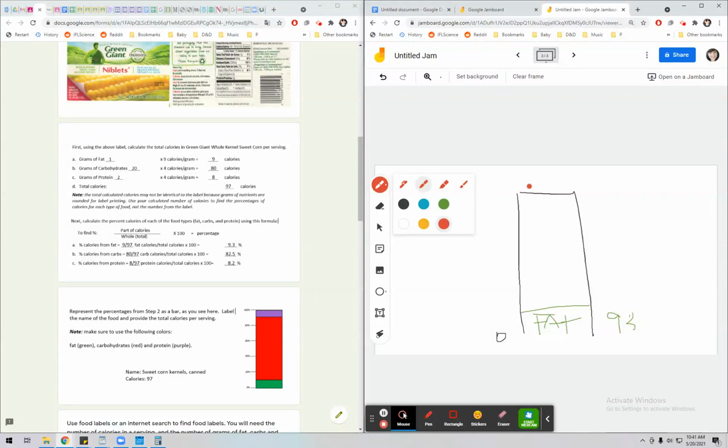Now, here's the tricky part. We never start back at 0. We're always going to start at the most recent line. So if we have 9.3% as fat, we're starting at 9.3%. And then we're going to add 82.5% to make our carbs. And this is why everybody messes this part up, is because they always want to start back at 0, but we don't have to. We always start at the last percent line. So 8.3, we're going to add 82.5%. That's going to give us our carbs category.